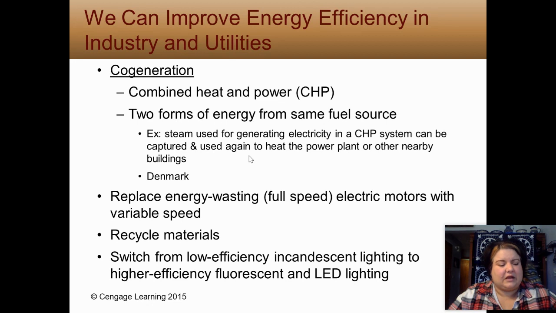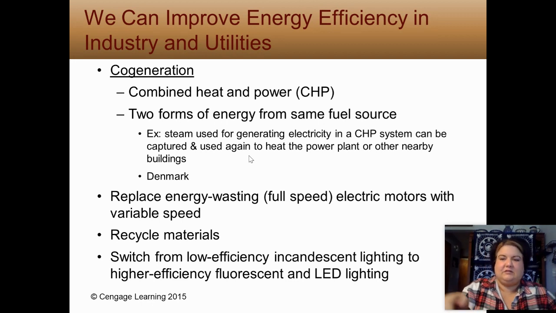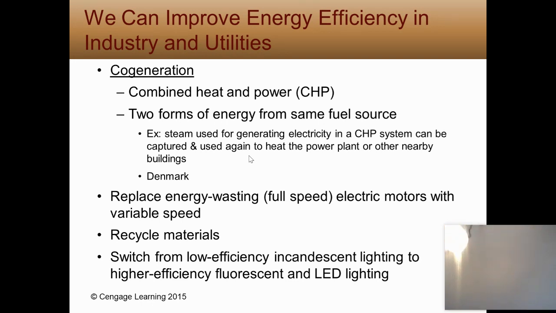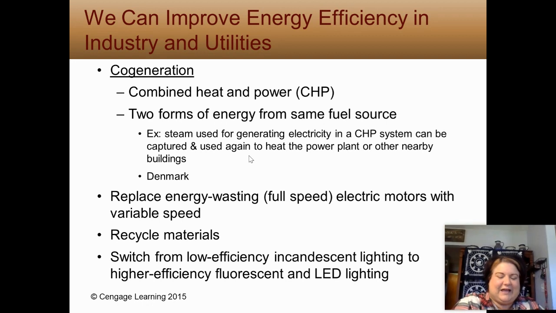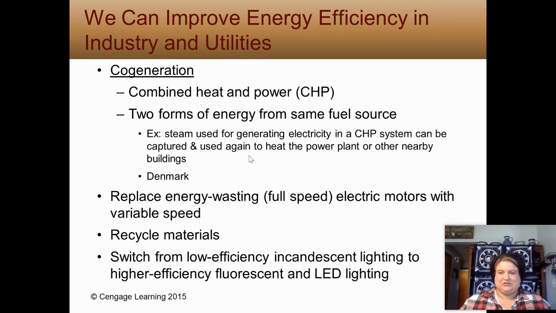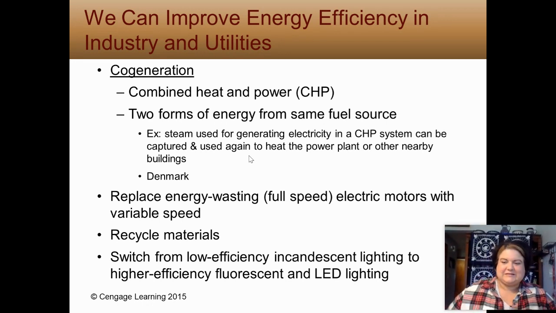And then another one that I know a lot of you have done at home as well is switching from the low efficiency, regular incandescent light bulbs, which I think ours are. No, those are LED. Oh, those are LED. Do you want to see? To higher efficiency fluorescent and LED. So I just showed you our little chandelier. That's LED lighting. Okay, so that should all be for number 5.